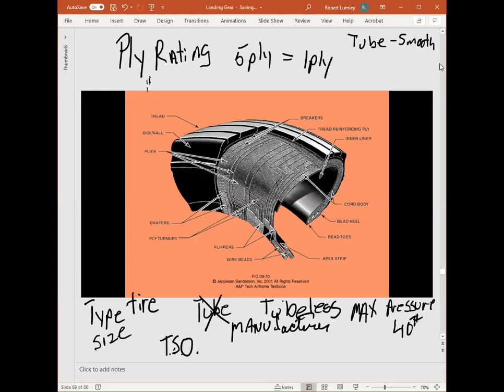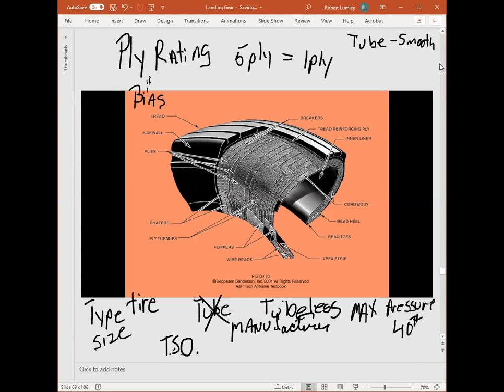And then around the cables, we have what's called flippers, and that's pretty much to protect the plies. And then we have what's called ply turnups and then chafing strips, because this is the bead seat area and the rim is rubbing up against the rubber, but just in case, we don't want it to affect the actual plies.